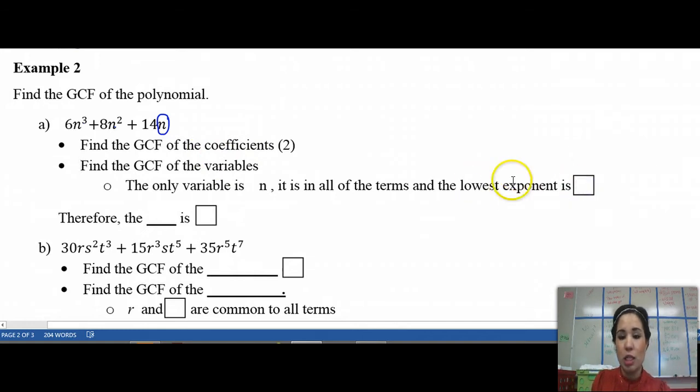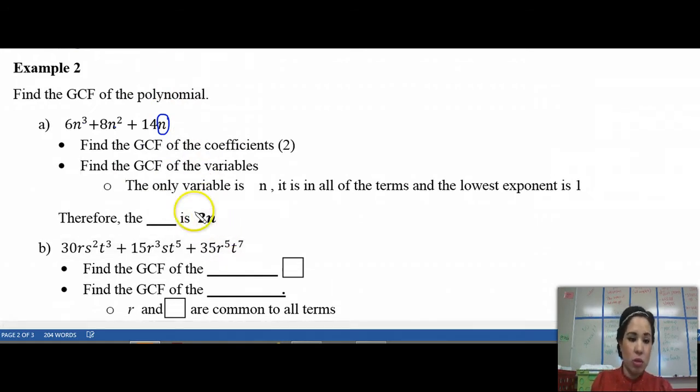So the lowest exponent is going to be, the lowest exponent is 1. So therefore, what I can take out is going to be 2 and n. I can take out both of those. Okay, so if I was to write this, I would write 2n and then just work backwards. If I divided 6 by 2, that would be 3. So what do I multiply 2n by to get me to 6n cubed?